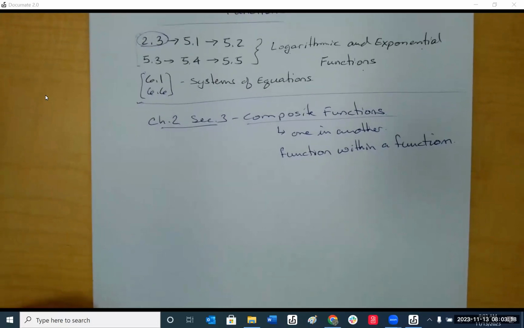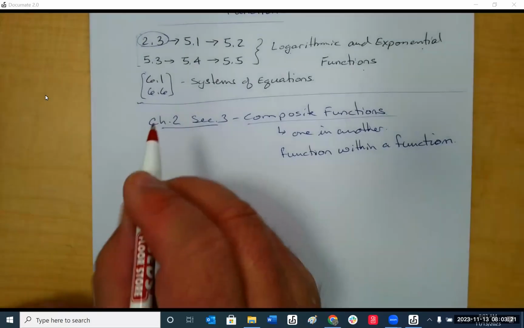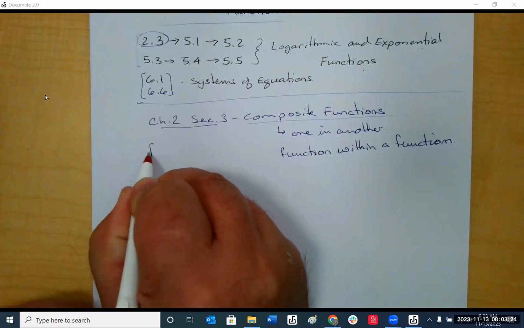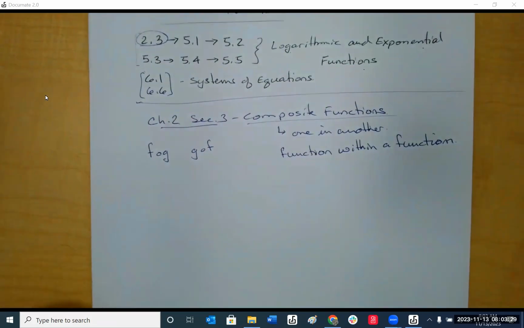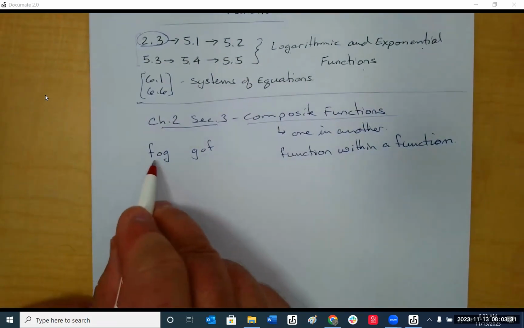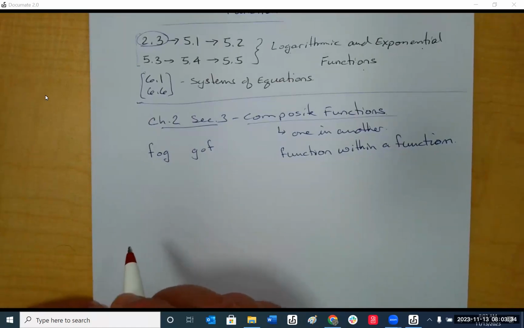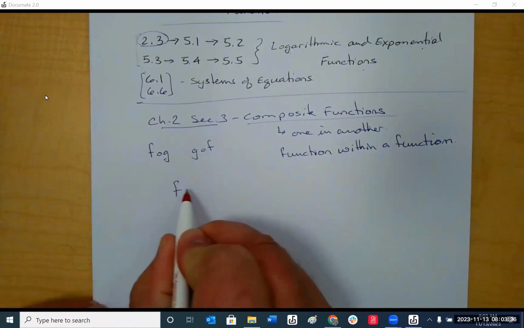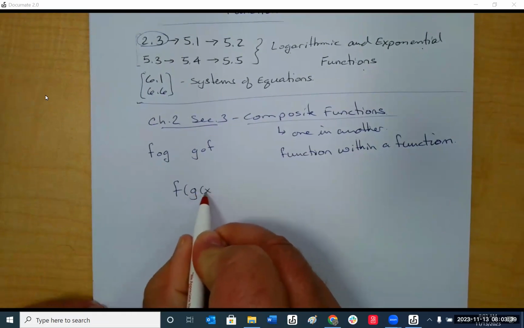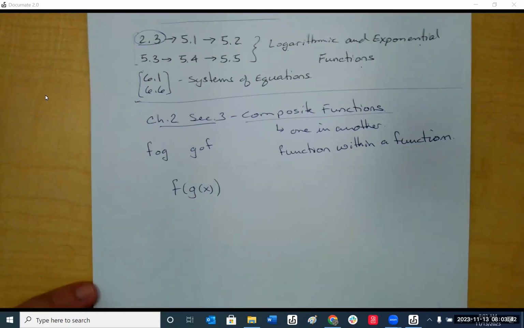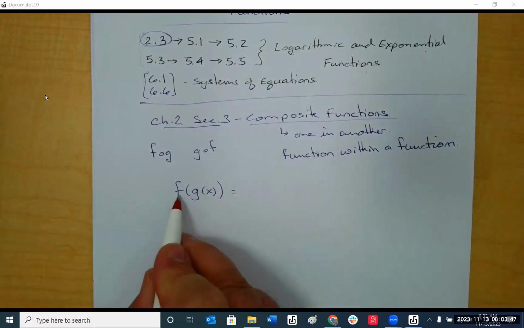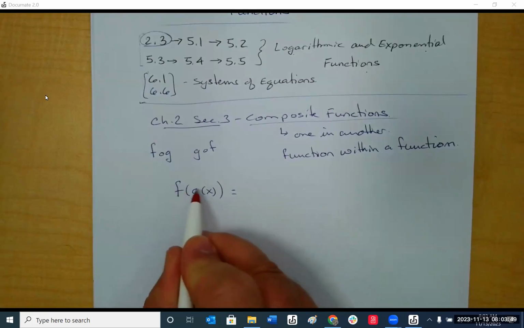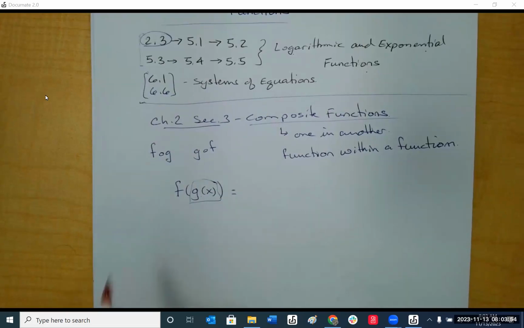All right. What you will hear a lot of times, people take college algebra, you'll hear people talk about the Fogg and Goff method. This is how we represent composite functions. This is a function within a function. The way this is expanded, because what this says is in the function f, anywhere you see an x, put the function g. That's what that means.